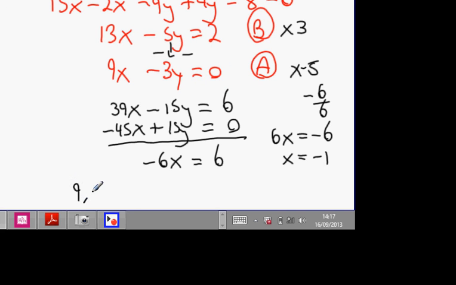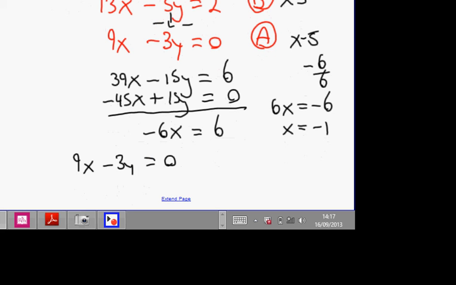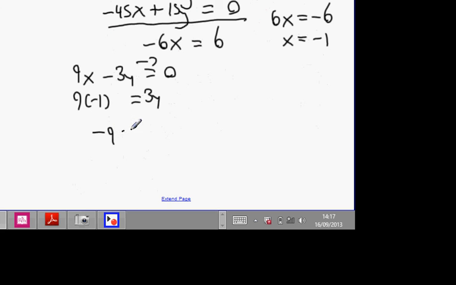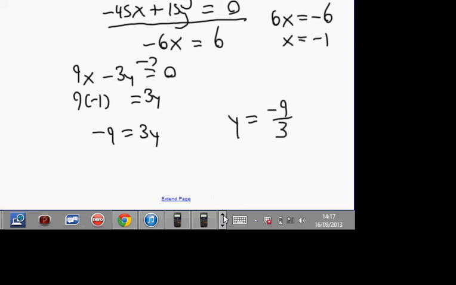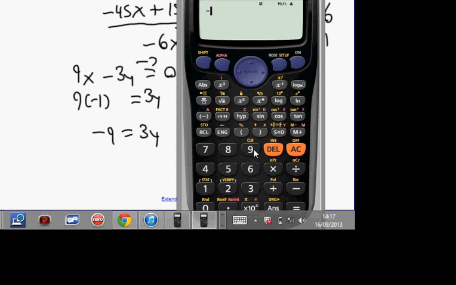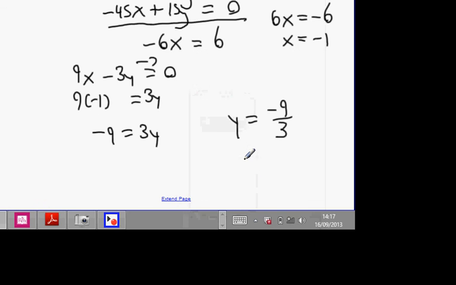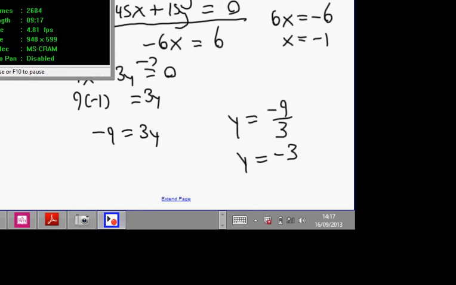So we get 9x minus 3y equals 0. Then we can say 9 times minus 1, bring over the 3y to the other side. Minus 9 equals 3y. What does y have to be? It's going to be minus 9 divided by 3, and as Paddy said, that should turn out to be minus 3. Okay guys, minus 3.